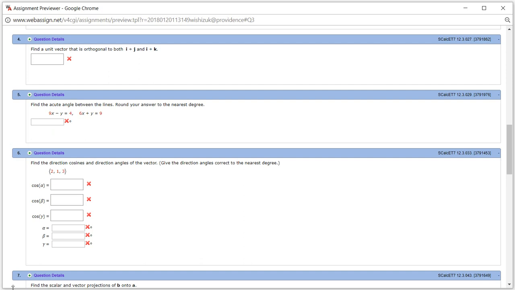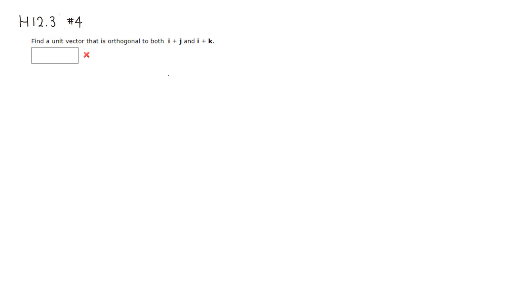Alright, let's look at homework 12.3, problem number 4. We want to find a unit vector that is orthogonal to both i plus j and i plus k. So let's do that. We don't know this vector, so I'm going to call it v, and let's ignore the fact that it has to be a unit vector for now.